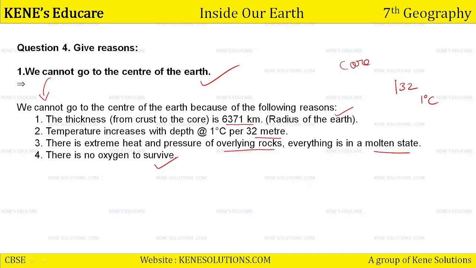पहली बात, the thickness of the earth is very huge. It's 6,371 kilometers. You have to dig the earth 6,000 kilometers, only then you can go to the center. Second, the high temperature. Third, the extreme pressure of rocks. Everything is in molten state. Fourth, there is no oxygen. How will you survive? Okay.